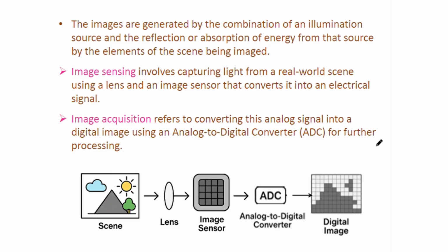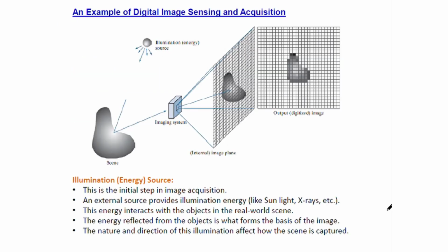If you see the simple figure, this is the scene being imaged and this is the lens. The reflected energy from the scene is collected by the lens and sent onto the image sensor. It converts the reflected energy into an analog electrical signal, and this A to D converter converts that analog signal into digital, and then that digital signal gets converted into a digital image. This simple diagram shows the complete image sensing and acquisition. Now in detail, to write as an answer for image sensing and acquisition, this is the example.